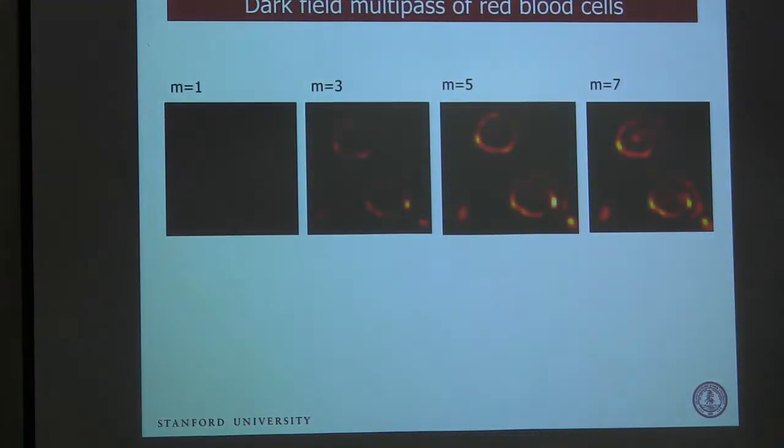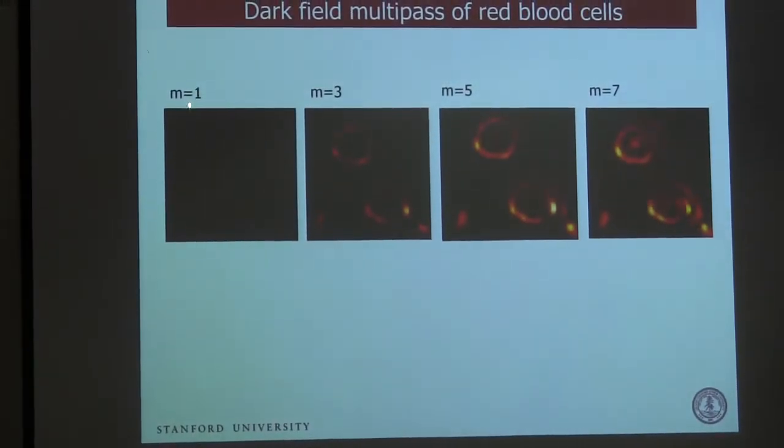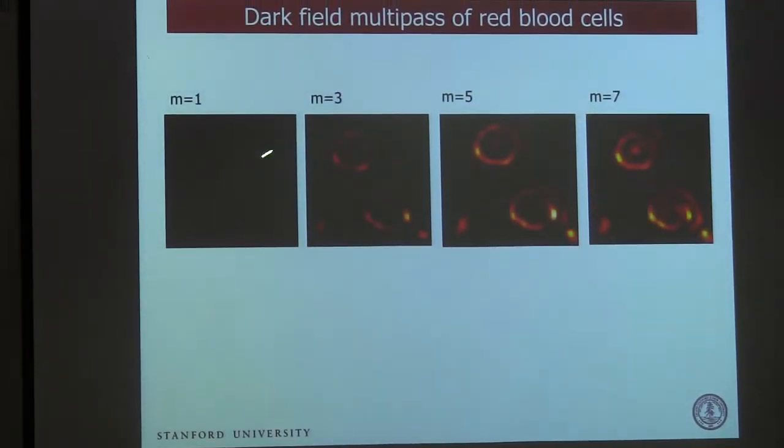To show you how those images evolve, here's dark field of red blood cells with 1, 3, 5, 7 passes, and at one pass you barely see anything. State-of-the-art microscopes still resolve it because they have a lot of photons going through and excellent optics and all the rest. And so some of the beautiful pictures that you see in Nature and so on, they have a tuned up enough system so that even in one pass you can see that.